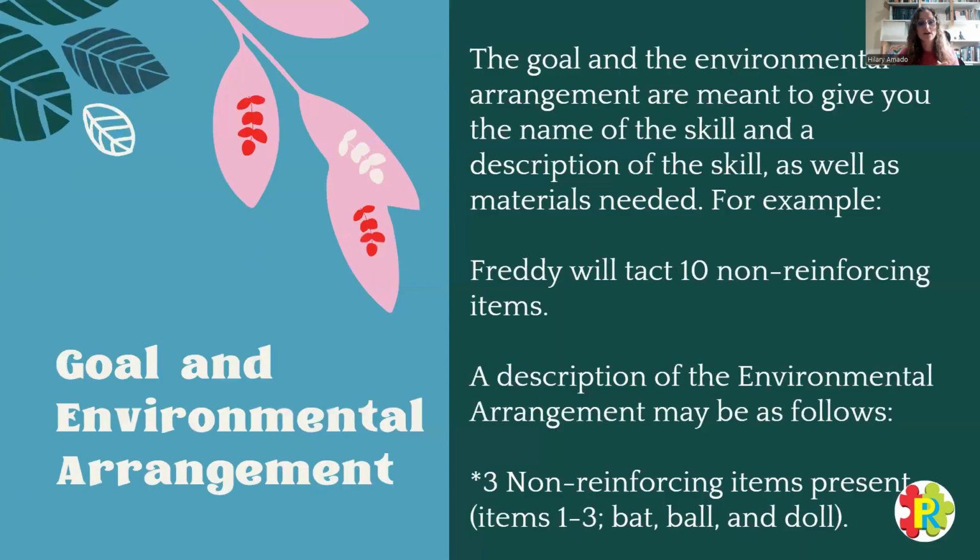The goal and the environmental arrangement are meant to give you the name of the skill and a description of the skill, as well as the material needed. For example, Freddie will tact 10 non-reinforcing items. A description of the environmental arrangement may be as follows. 3 non-reinforcing items present. Items 1 through 3, bat, ball, and doll.